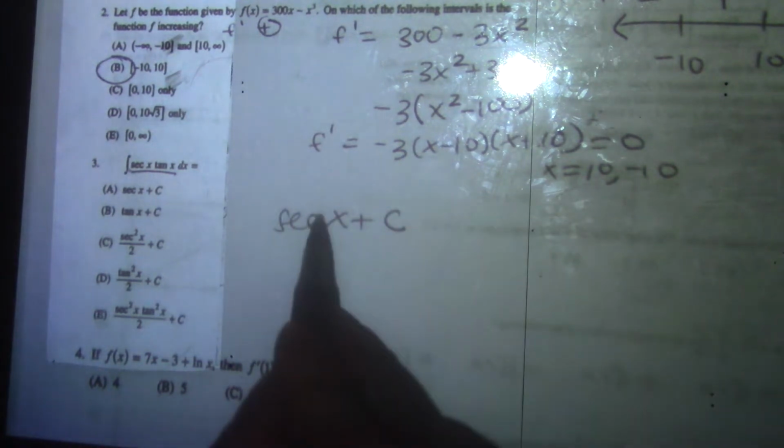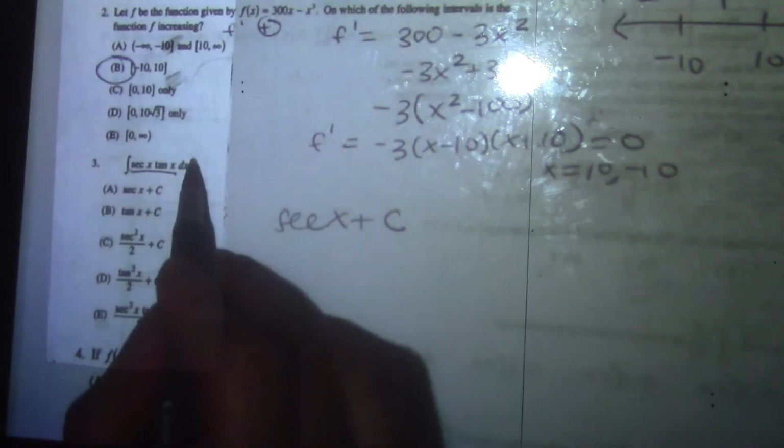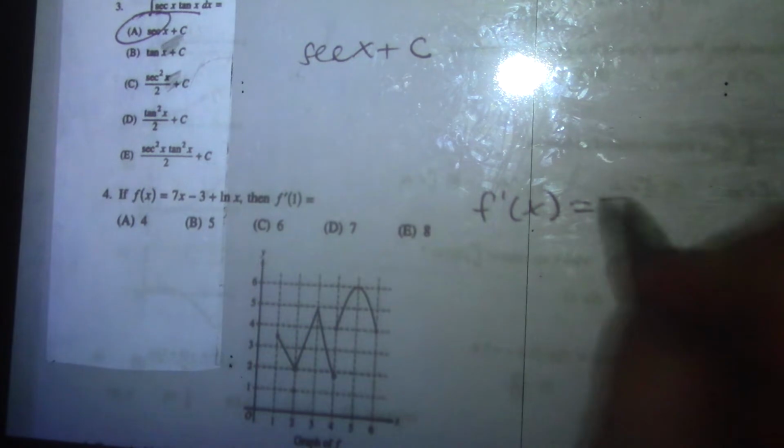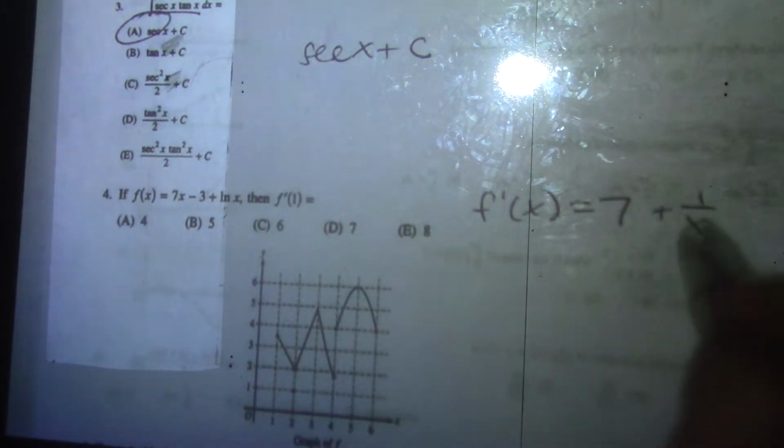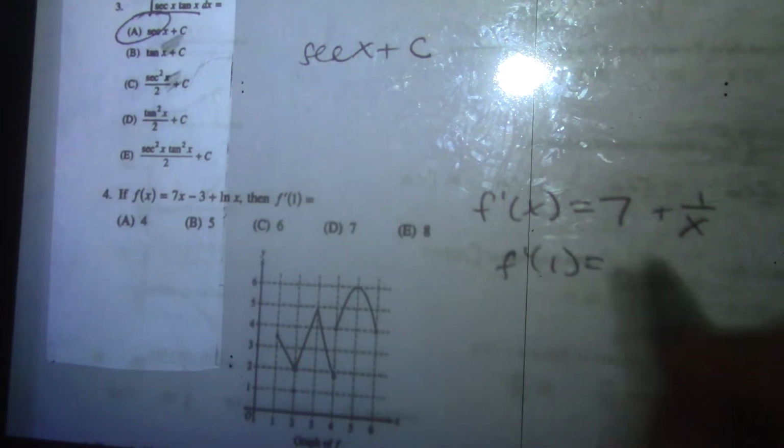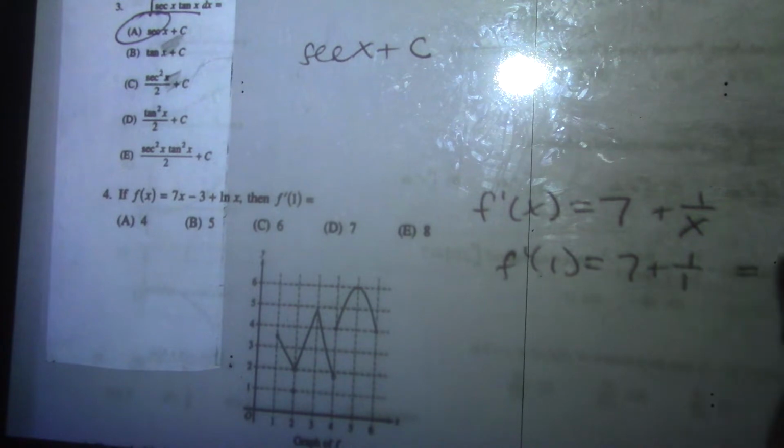Antiderivative of secant tangent. I know secant tangent is the derivative of secant, so the antiderivative is just secant x plus c. And then double check, take the derivative of secant, yeah, it's secant tangent, so that checks out. Here, to find f prime of 1, first find f prime of x, that would be 7, that goes away. Natural log is 1 over x, so f prime of 1 is 7 plus 1 over 1, which is 8.